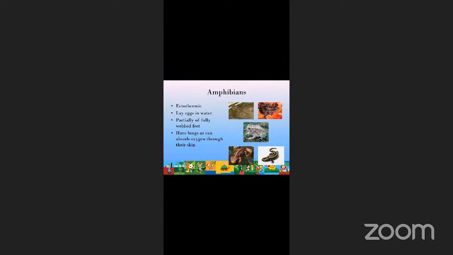The leg structure and position also may vary in reptiles. The next is amphibians. Amphibians are animals which can live both in water as well as on land. They are also ectothermic, and they lay eggs in water. They usually have partially or fully webbed feet. If we see frogs, the feet are webbed; you cannot differentiate between the fingers. Then they have lungs, or they can respire through the skin also. So both are possible in amphibians.